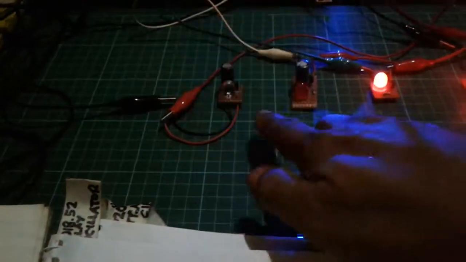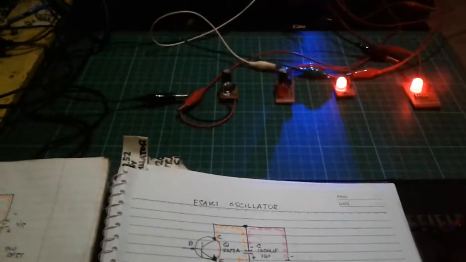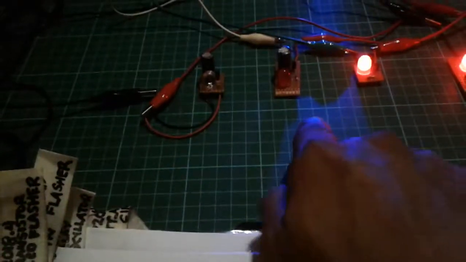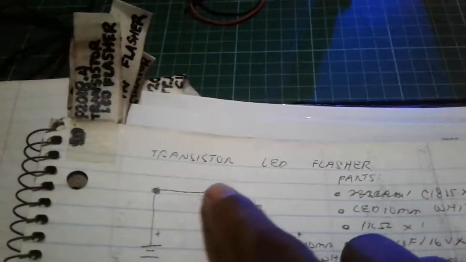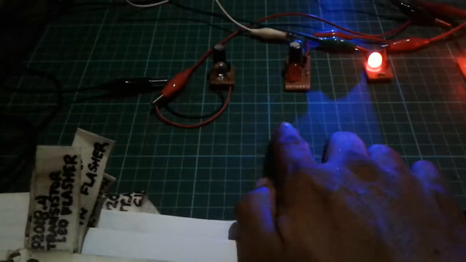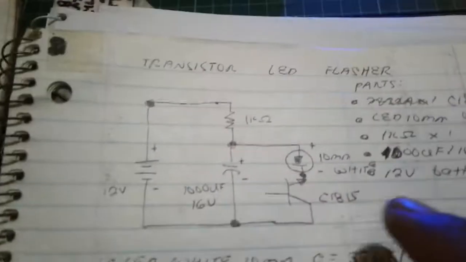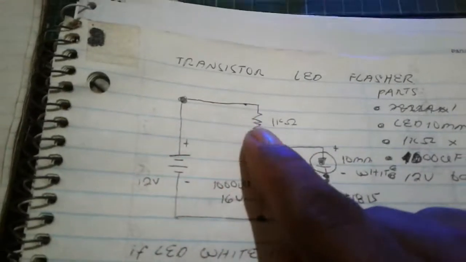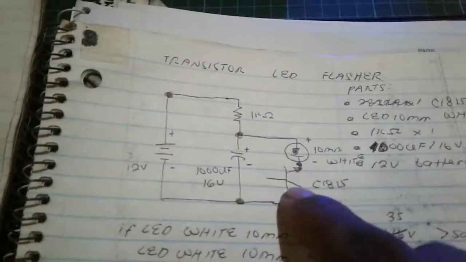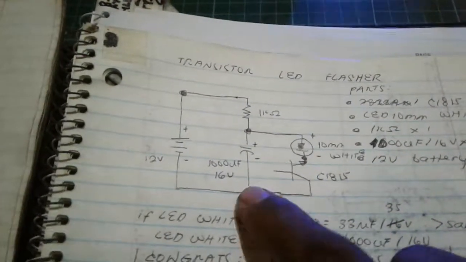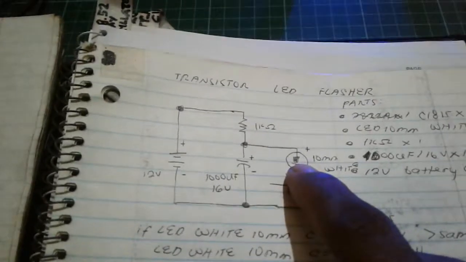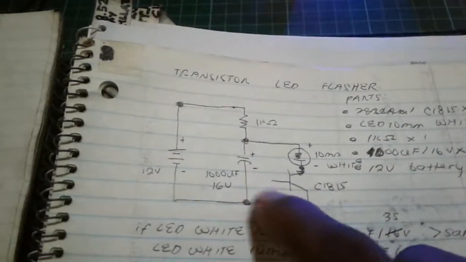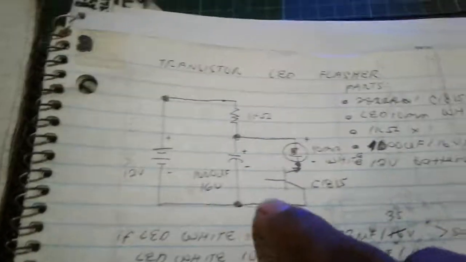And now for this third circuit, I found out that this is my old project, a transistor LED flasher. So an Esaki oscillator and a transistor LED flasher is the same. It's the same LED flasher and the same circuit here. Let us see the circuit. This is an old project. 12 volts, 1 kilo ohm, LED, transistor, base is open. The emitter is connected to the LED. Collector is grounded. We have also a capacitor here, 1000 microfarad, 16 volts.